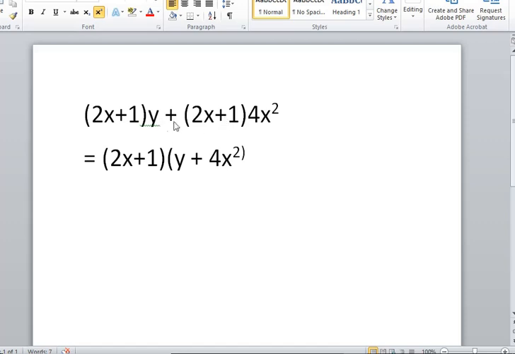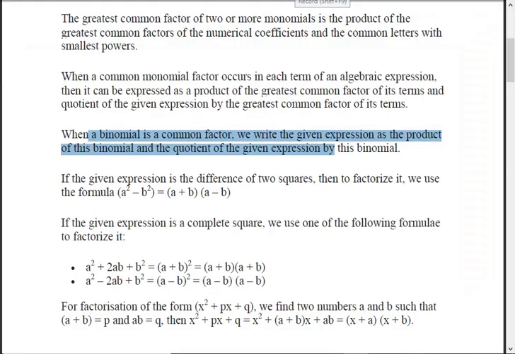So what we do is we take 2x plus 1 as common, and then what remains? This y, only y, right? Plus this 4x square. That is the meaning of this sentence, that we take the binomial as common factor and the quotient of the remaining one. Means quotient means divide this full term with 2x plus 1, and then you get this answer, right? So this product of this binomial and a quotient of the given expression, right?